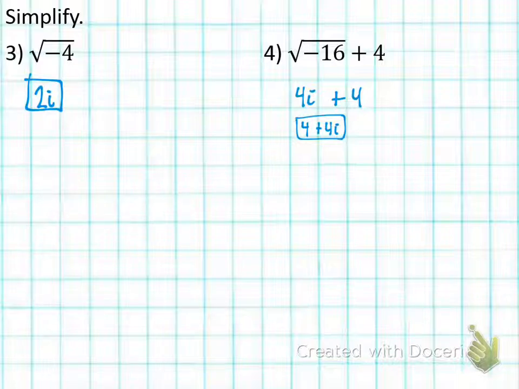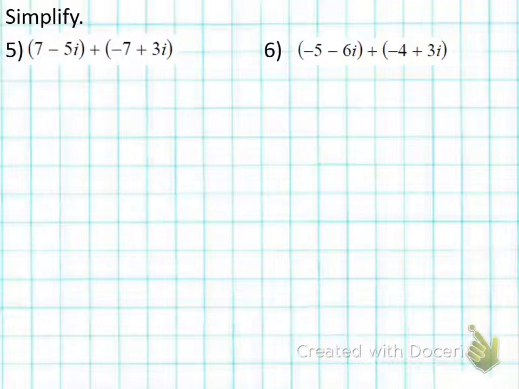All right, here we go. Number 5 is a little taste of what we're going to do tomorrow. It's 7 minus 5i plus negative 7 plus 3i. So let me do that one with you. You can add and subtract imaginary numbers or complex numbers, but you have to keep the real parts together and the imaginary parts together. So let's work on the real parts.